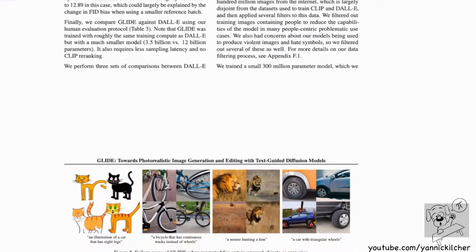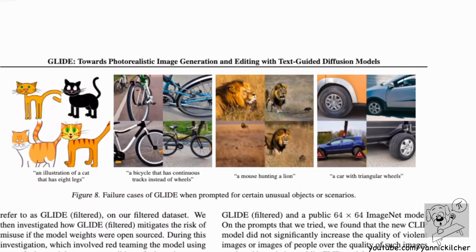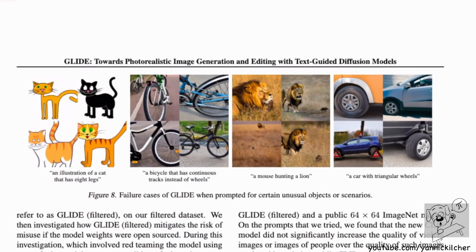And that's pretty much it. They show some failure cases, which I also find pretty interesting. So an illustration of a cat that has 8 legs is not a thing. Bicycle that has continuous tracks instead of wheels.